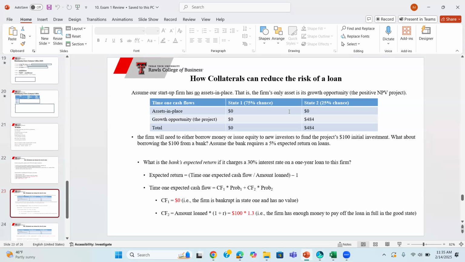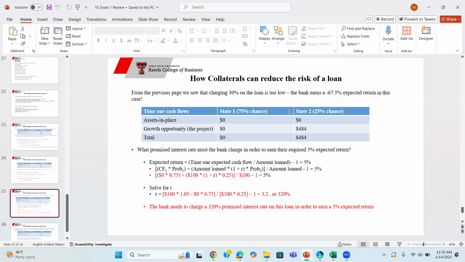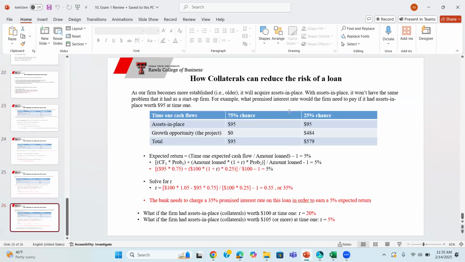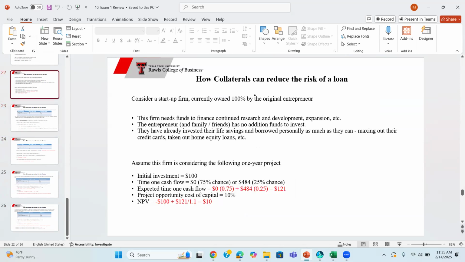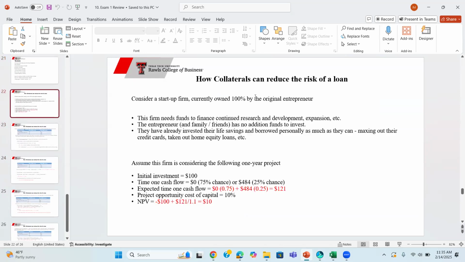As I said, I'm going to make weekly videos on this last question, and here it is, just showing you how you can do these things. All right. So, how collaterals can reduce the risk of a loan. We can start from the first one.